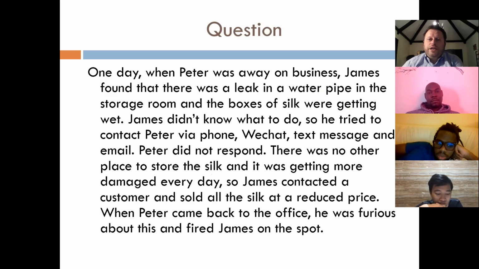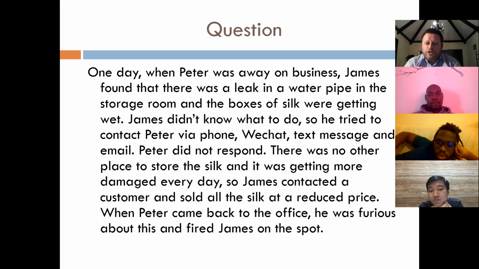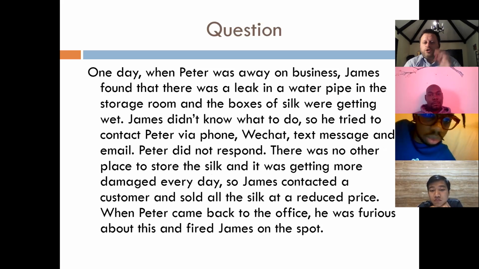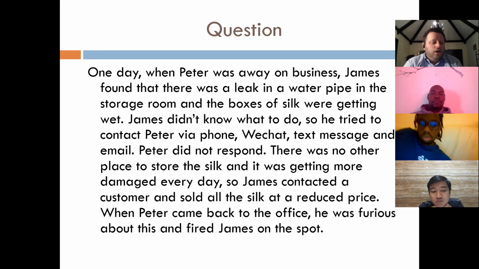One day, when Peter was away on business, James found that there was a leak in a water pipe in the storage room and the boxes of silk were getting wet. James didn't know what to do, so he tried to contact Peter via phone, WeChat, text, and email. Peter did not respond. There was no other place to store the silk, and it was getting more damaged every day. So James contacted a customer and sold all the silk at a reduced price. When Peter came back to the office, he was furious about this and fired James on the spot.